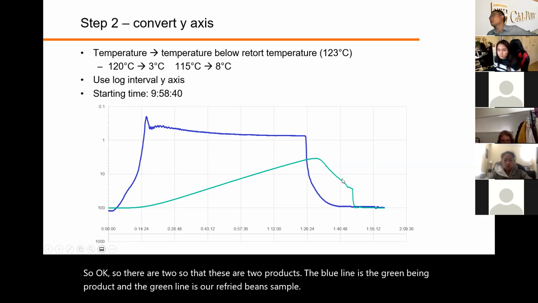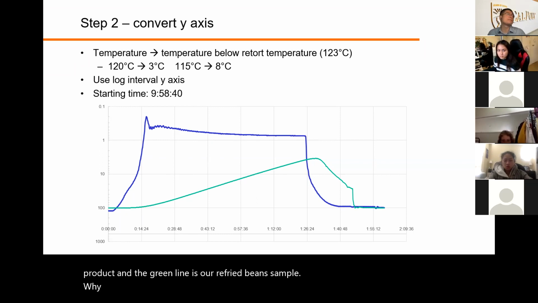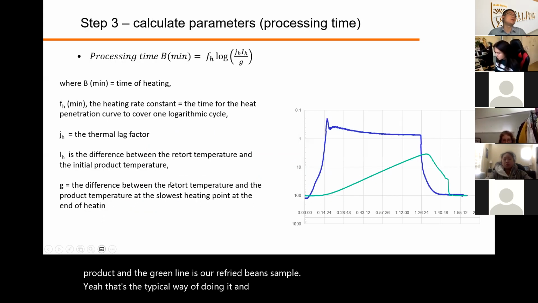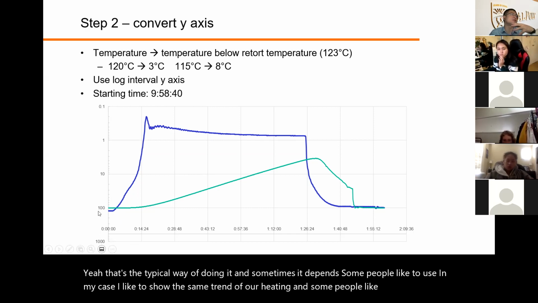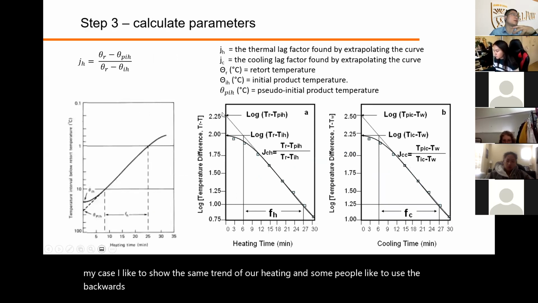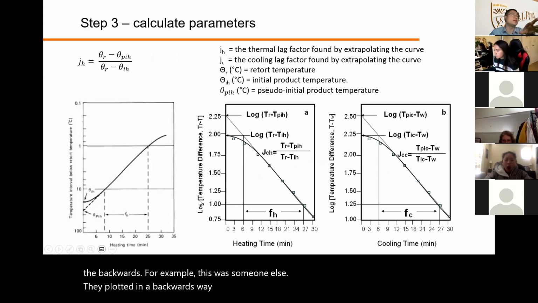Okay. And why is the Y interval going backward? Like it goes 100 to 0.1. Yeah, that's a typical way of doing it, and it sometimes depends. Some people like to use the backwards. In my case I like to show the same trend as our heating. For example, this was someone else's; they plotted it in a backwards way. So either way works.